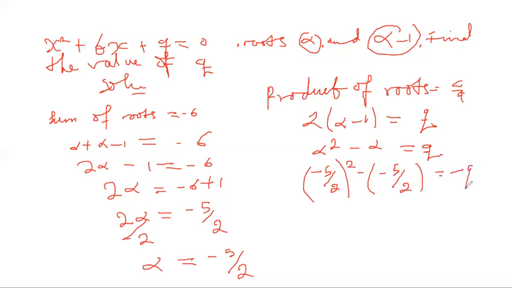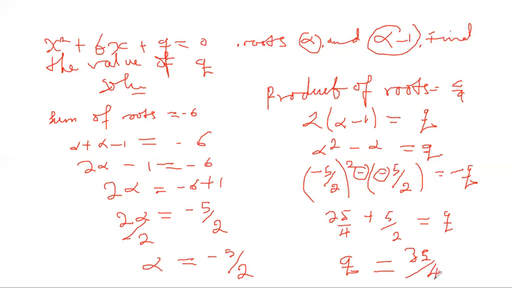So we square this, then we minus negative 5 divided by 2, and this would be equal to q. So this would be 25 over 4. Then we add, because this negative is followed by negative, so we add 5 divided by 2. Then from here we can substitute in a calculator and get the value of q. We are getting 35 over 4. So that is how it is done.